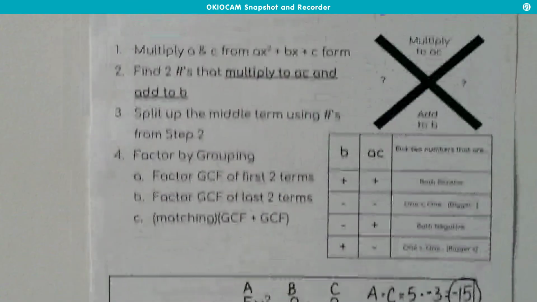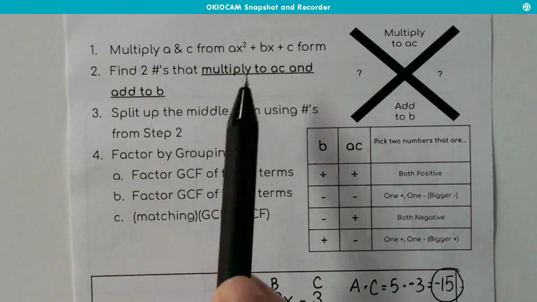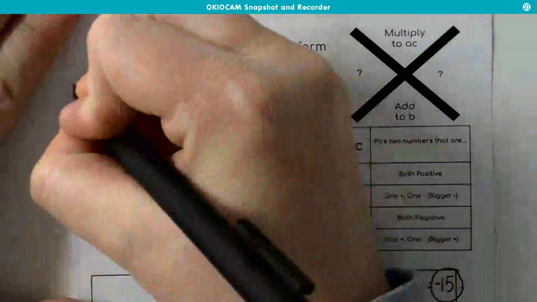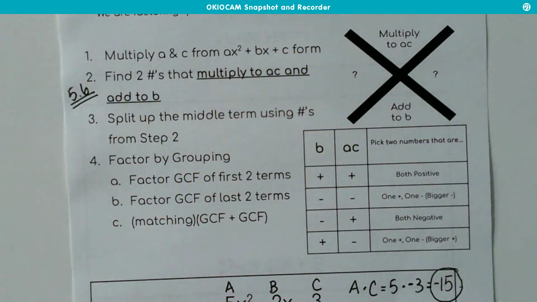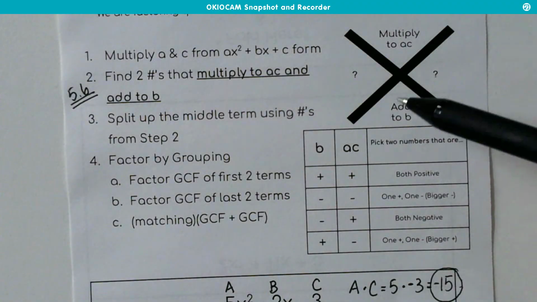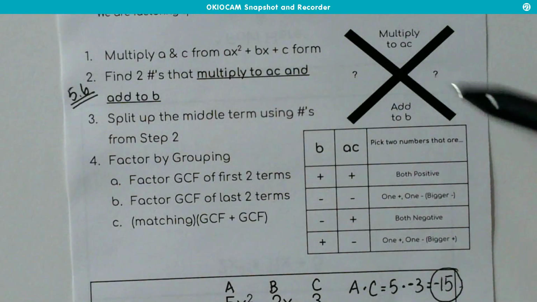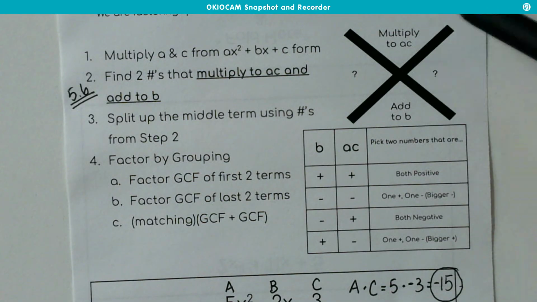Okay, so then step 2 is to find 2 numbers that multiply to AC and add to B. This step 2 is just like what we did in 5.6. It's just instead of finding 2 numbers that multiply to C and add to B, it's multiply to AC and add to B. We are also introducing this magic X. Some people like to use it, some people don't. But it's just a way to organize what we're trying to multiply to and what we're trying to add to. A lot of teachers use it, so we decided to introduce it at this point.